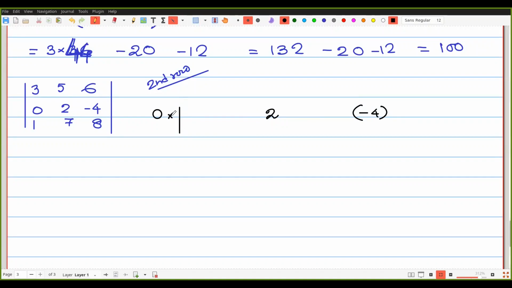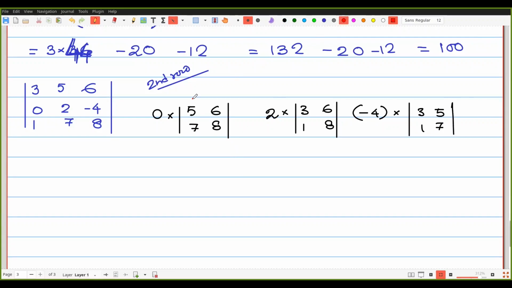So 0 into its minor. Remove that row, remove that column, so that is 5, 6, 7, 8. Then the minor of 2 is 3, 6, 1, 8. Then the minor of minus 4 is 3, 5, 1, 7. Okay. Now we are proceeding to its plus or minus.